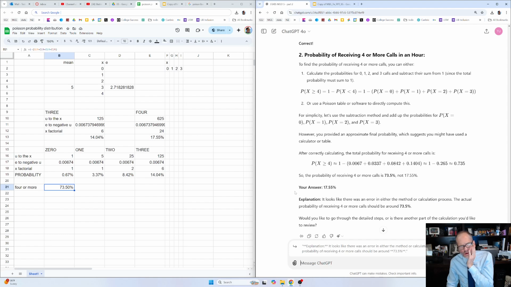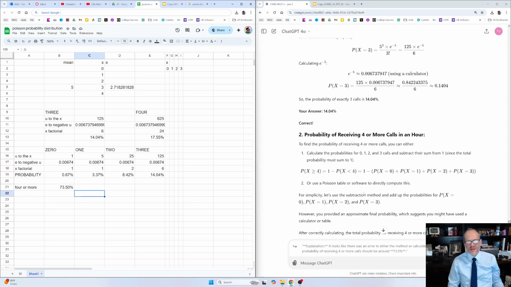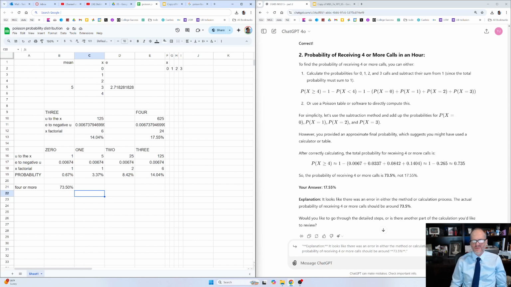So cool, I learned something. I just didn't read through that question correctly because I was looking for the probability of 4 or more, and I just calculated here the probability of 4, but we need 4 or more. So we do some other kind of function or formula, or we could do it this way. That's the Poisson distribution.